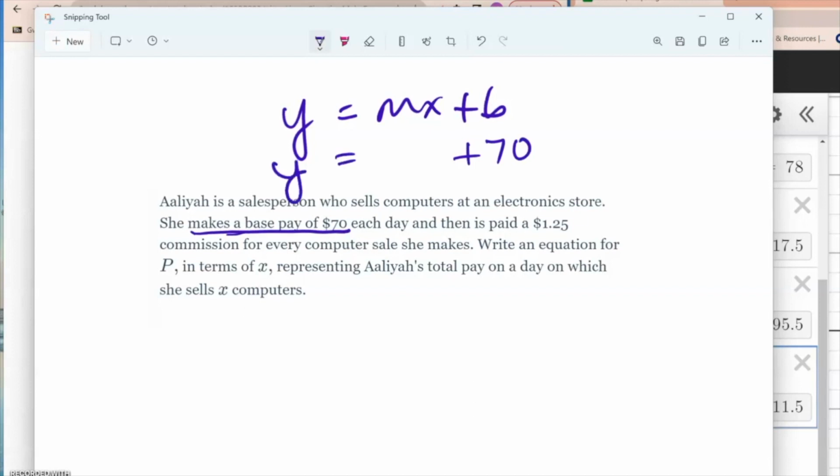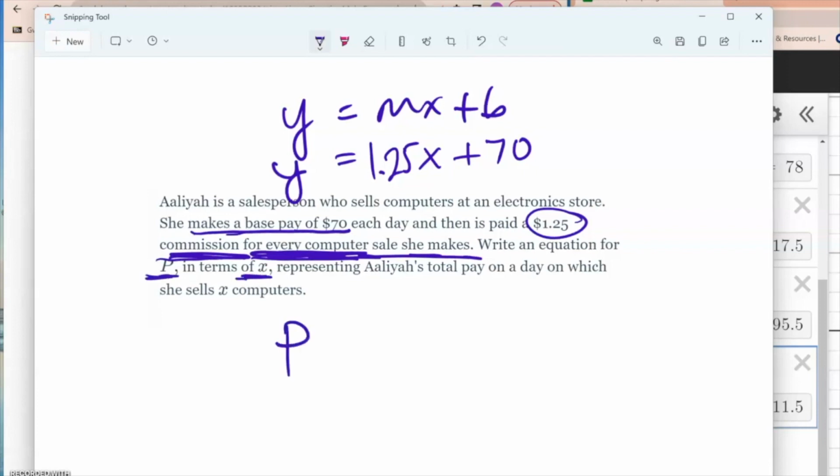All right, how is it changing? It's changing at 1.25 commission for every computer she makes. So 1.25, is that positive or negative? It's positive because she makes the 1.25. She doesn't pay 1.25, so it's positive. And then remember, in my previous question, I kept y and x, but you have to use whatever letters they give you. So write an equation for p in terms of x. So this should be capital P equals 1.25x plus 70. All right, so please make sure you use the variables that they're using in the questions.